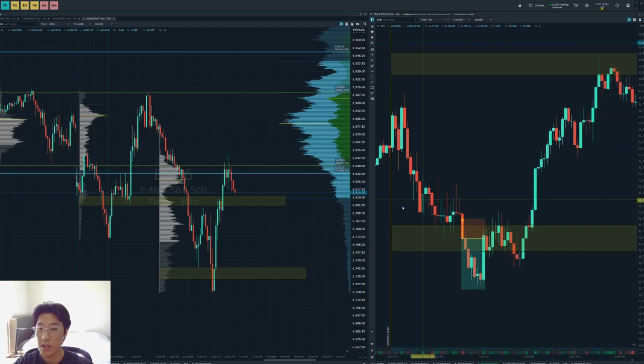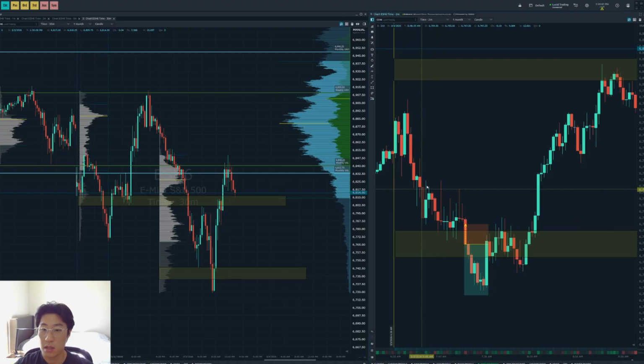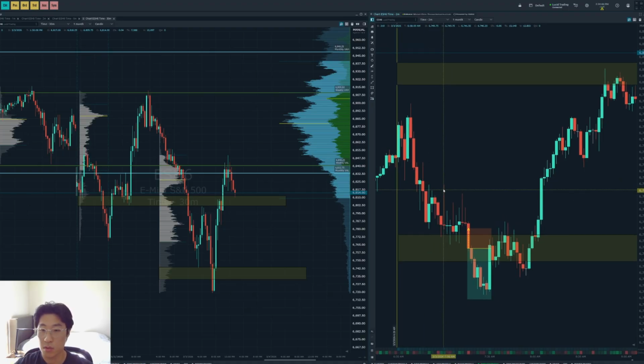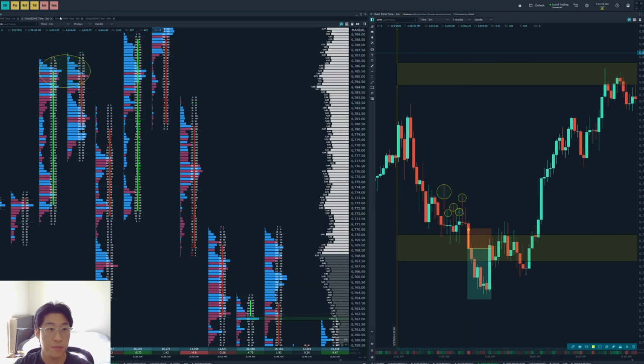So right here, price opened, we attempted to push higher, got rejected. Approaching our level, we see that a bunch of buying gets absorbed, right? Price attempts to push higher, higher, higher. All these points we are getting absorbed. And I'll show you guys on the tape after.